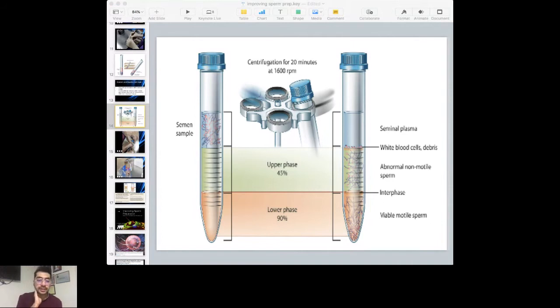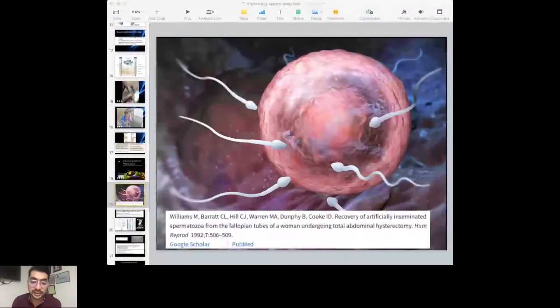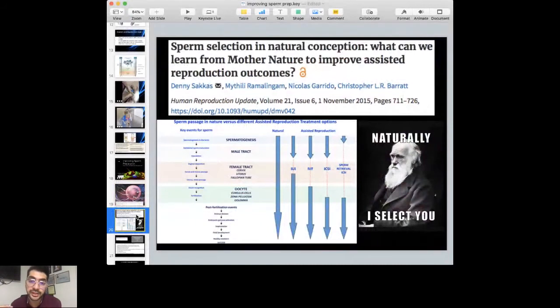So there was this really nice article which came out in 1992, and this really set up the basic trend for sperm preparation, and this was basically the recovery of artificially inseminated sperms from fallopian tubes of women undergoing total abdominal hysterectomy. So what people tried to do was they inseminated women and they then recovered the sperms from the fallopian tube. Now, what this told us was that there was a sperm selection process which was happening in natural conception or even in assisted conception when you're doing an IUI, right?